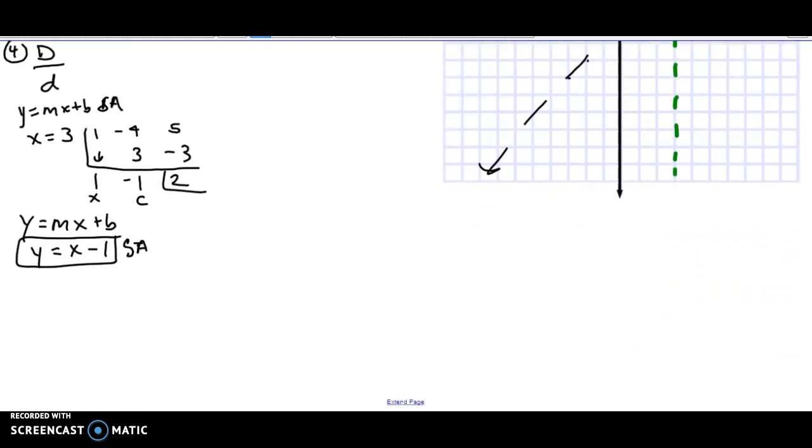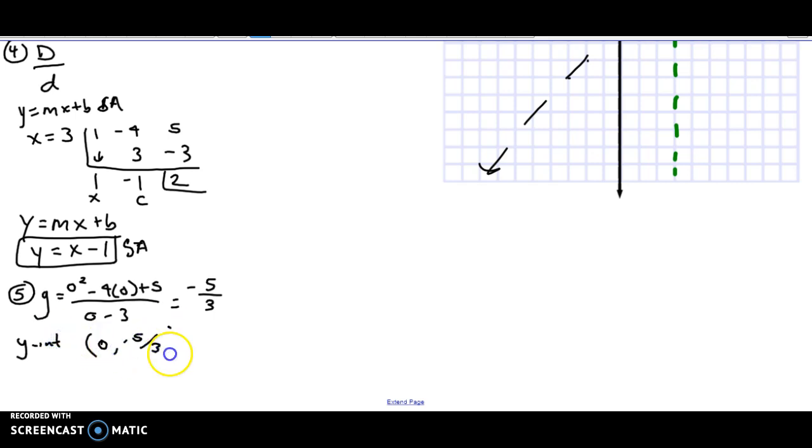The next part, which is part 5. For part 5, we need to find our y-intercept. So again, we take 0 and plug it in for x. So we'll have y equals 0 squared minus 4 times 0 plus 5 over 0 minus 3. So that means that y equals -5 over 3. So our y-intercept is 0, -5 over 3.